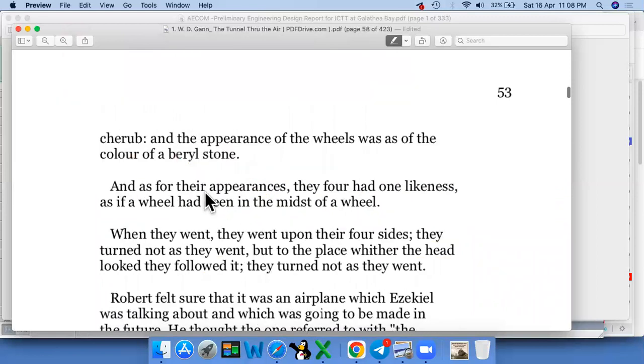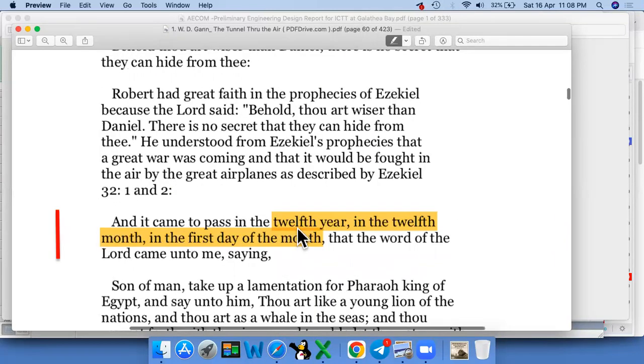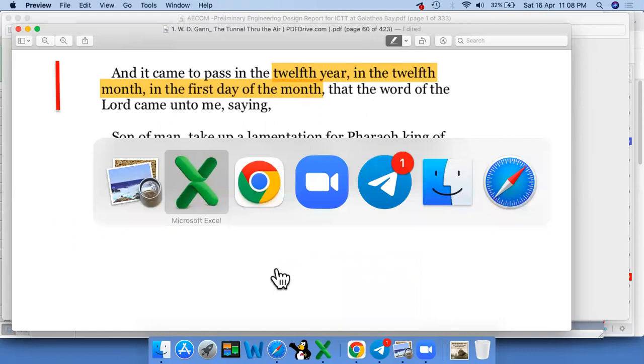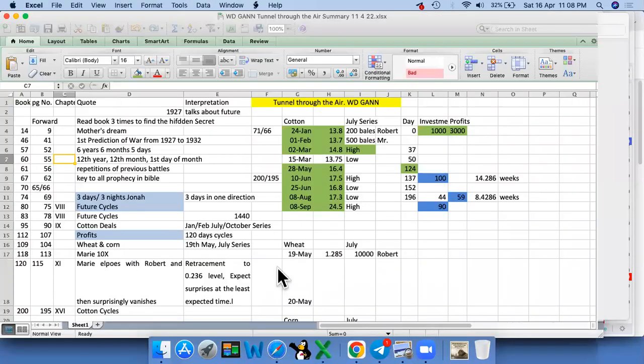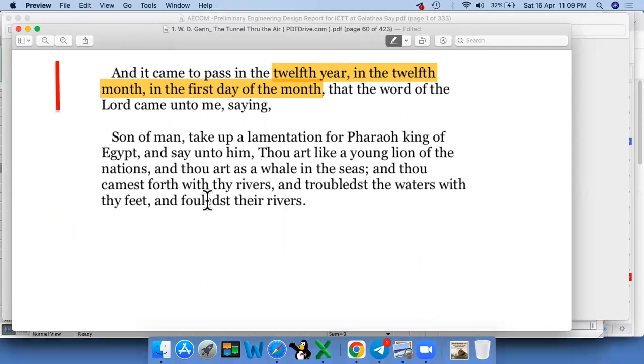Yeah, page number 55. It talks about various things, and it came to pass in the 12th year, in the 12th month, in the first day of the month. So he is again trying to interpret something which is maybe in terms of a 12-year cycle. So every now and then in the future, you'll be finding various things, right? He has done a detailed study talking about repetitions of previous battles, page number 56, right?